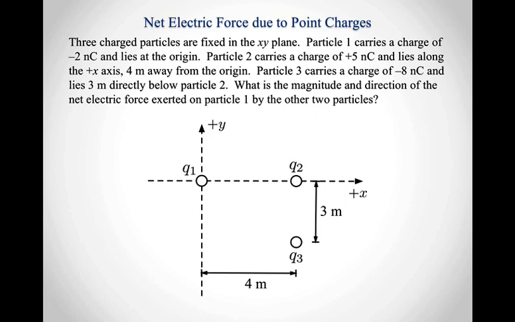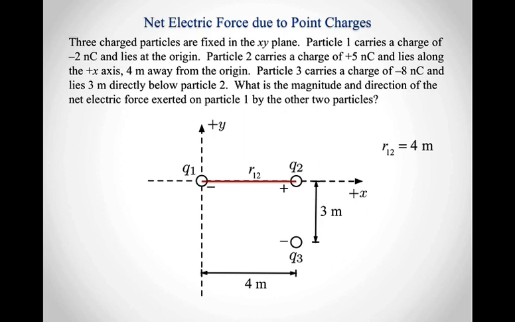The second thing we'll do is label whether the charges are positive or negative. Again, charge 1 was negative, charge 2 was positive, charge 3 was negative. We'll put that straight onto our picture to help us keep track of things. Then we'll take care of some of the geometry we're going to need. If I'm interested in the forces on charge 1, then I need the distance from charge 1 to charge 2 and the distance from charge 1 to charge 3. The distance from charge 1 to charge 2, R12, is 4 meters. We were told that in the problem statement.